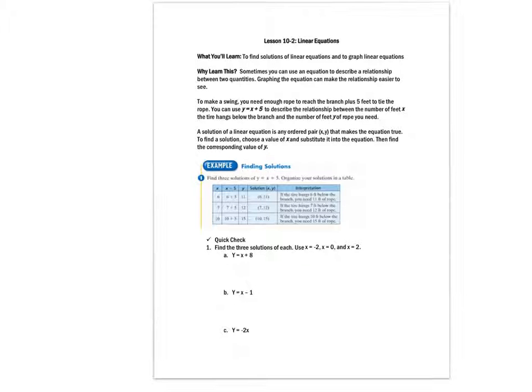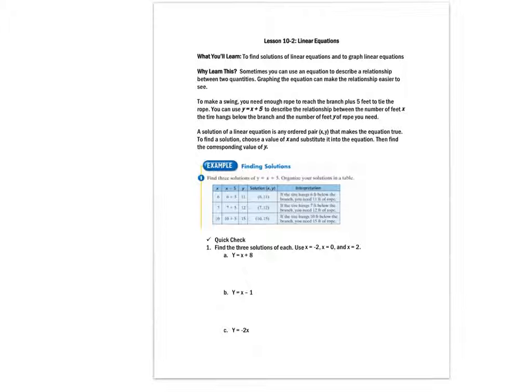And you can see in the example, to make a swing, you need enough rope to reach the branch plus 5 feet to tie the rope. You can use y equals x plus 5 to describe the relationship between the number of feet, which is x, the tire hangs below the branch, and the number of feet, which is your y, of rope that you're going to need.